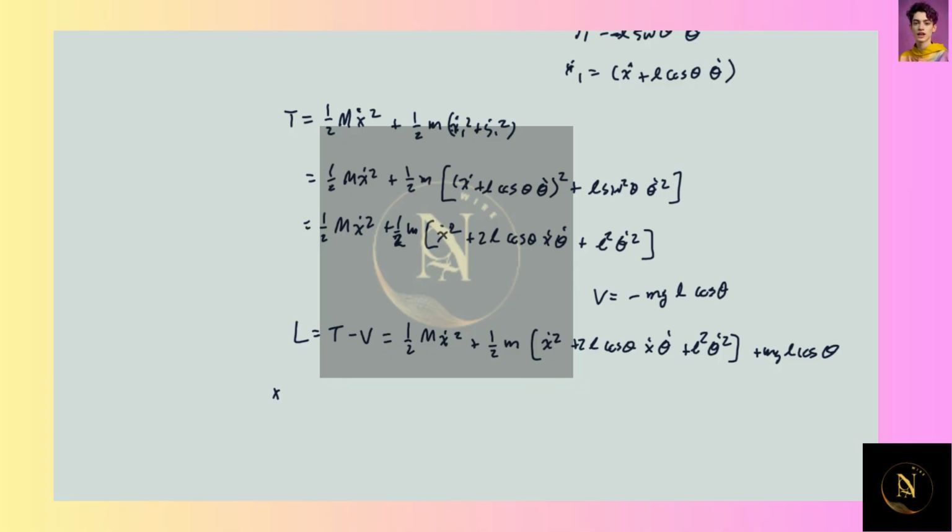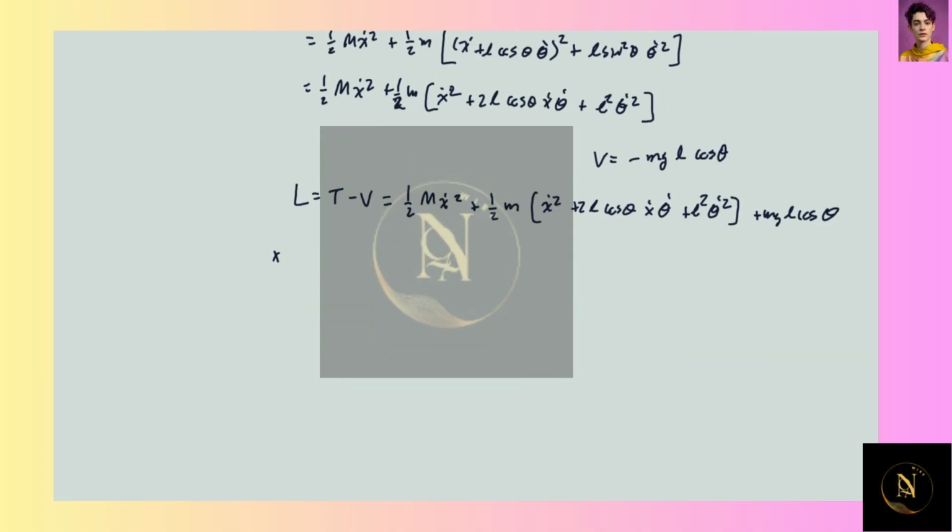Okay, so there's the Lagrangian. So now let's figure out the equations of motion. So first, the x equation. We need the derivative of L with respect to x dot. Okay, and the partial of L with respect to x is 0.